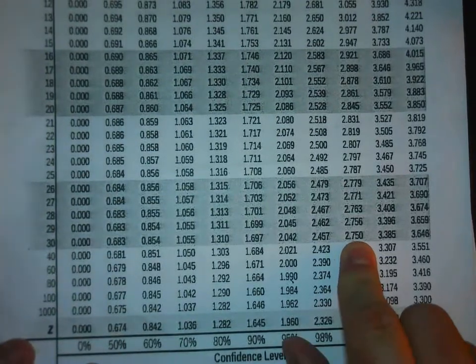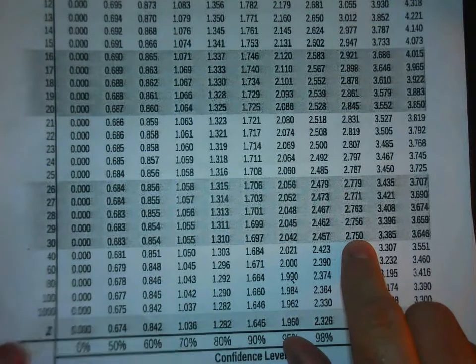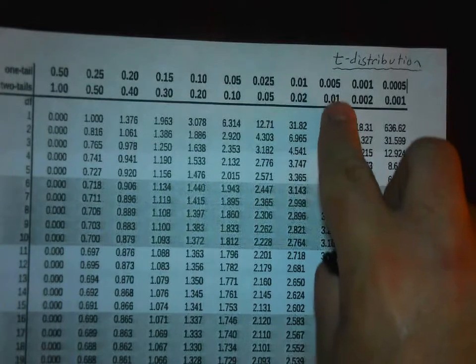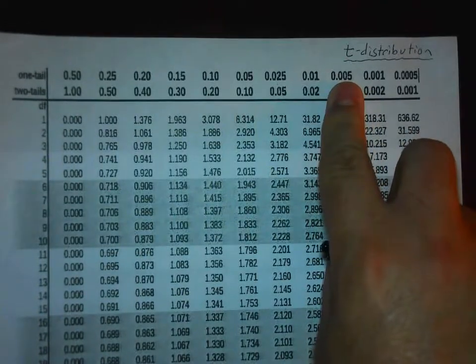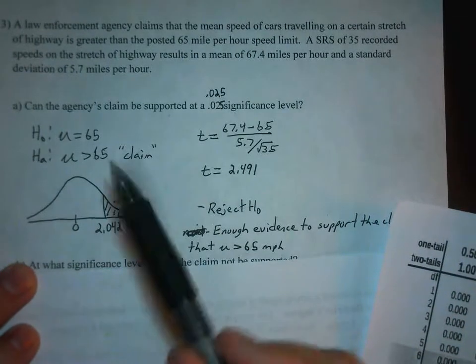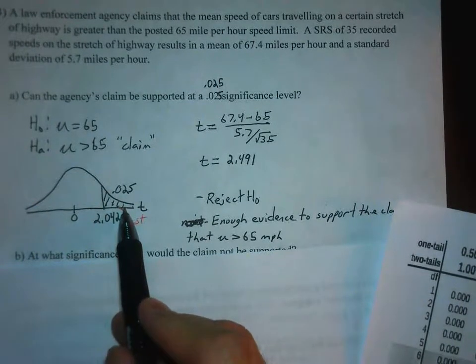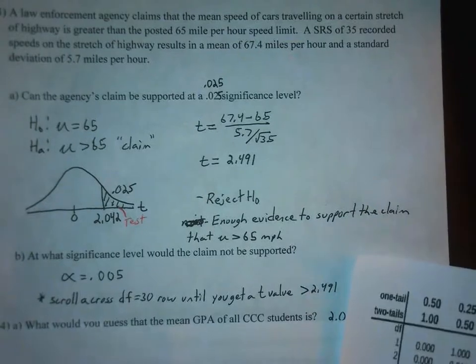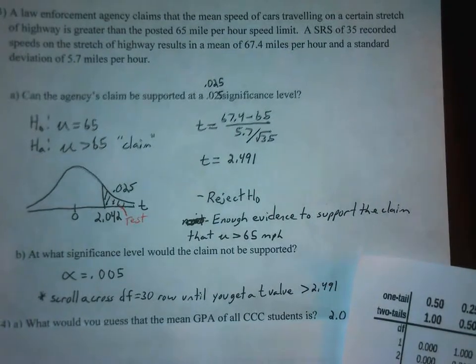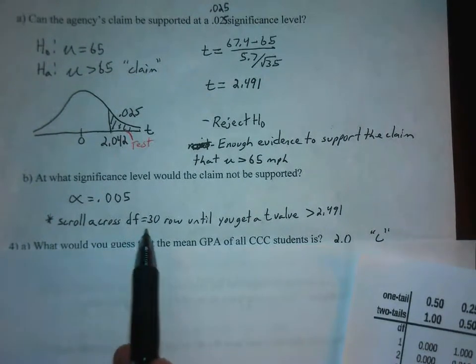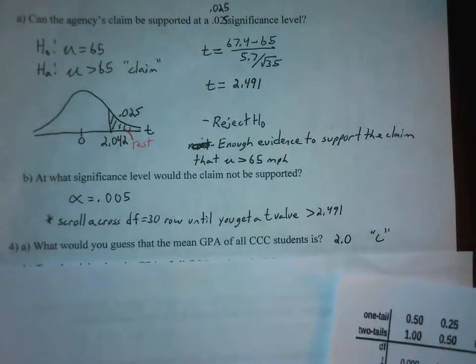So the first time that we would do the opposite conclusion where we reject H0 is, if you scroll all the way up, in the one tail when alpha is 0.005. That's the first time that you would reject H0, because then this critical number moved beyond your test statistic. So when alpha is 0.005, that's the first time in that 30 degrees of freedom row that you end up with a t value greater than 2.491.